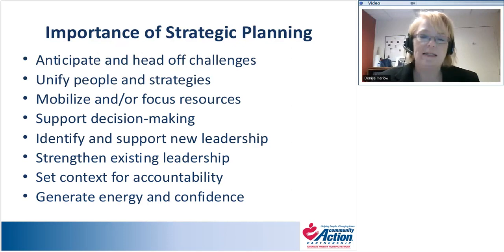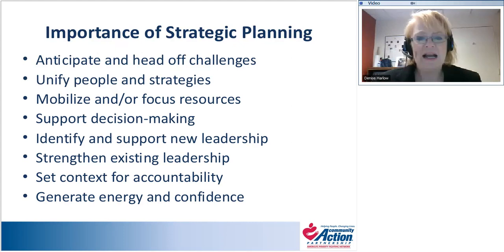Strengthening existing leadership. Being a leader of a CAP agency right now, executive, deputy executive, finance, Head Start director, team member, it can really be a challenge. So giving your leadership team the knowledge of where to invest, where to head, and knowing that the agency as a whole has agreed on a certain direction can really help strengthen existing leadership.